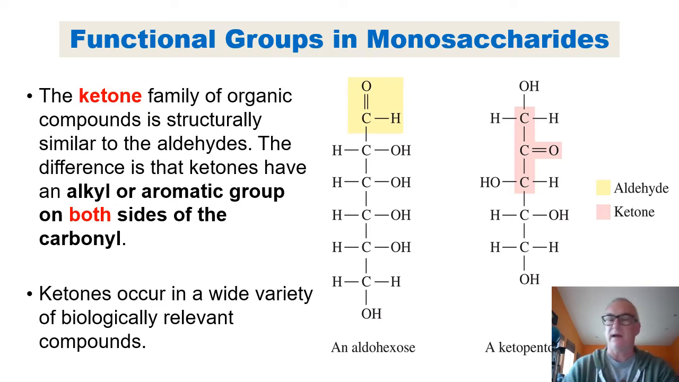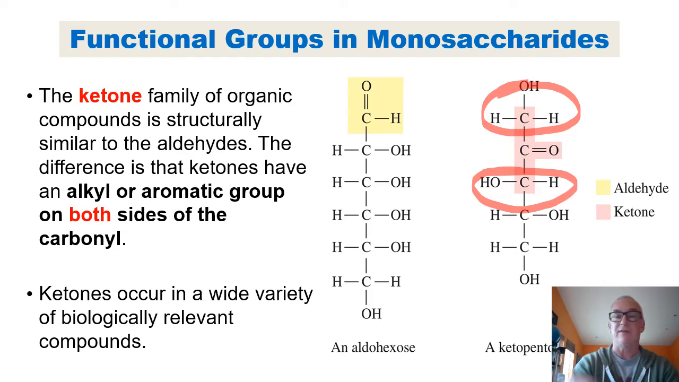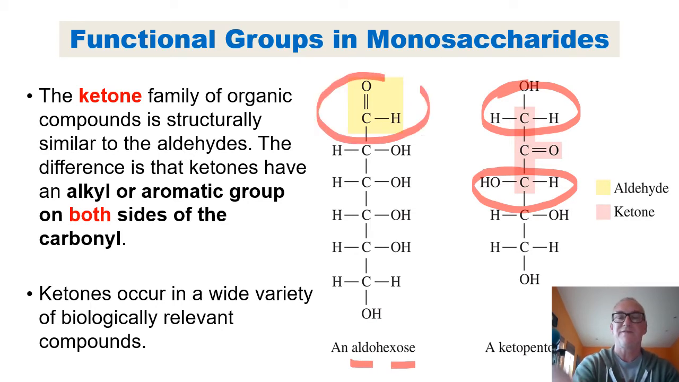So the ketone family, the ketoses, look a lot like the aldoses, with the exception, of course, of the ketone group. Now the difference is there's carbons on both sides of the ketone group. That's what makes it a ketone. There's a carbon on either side. But when you have an aldose, and in this instance, we would call it an aldohexose because there's six carbons, that's at the very end, at the very top of the molecule. And we'll find both of them in nature.